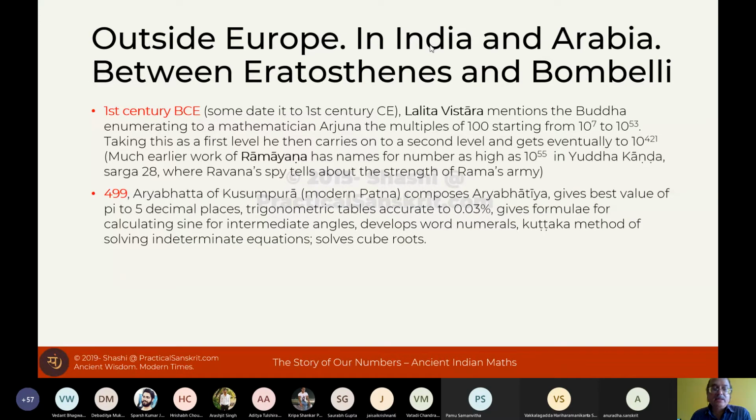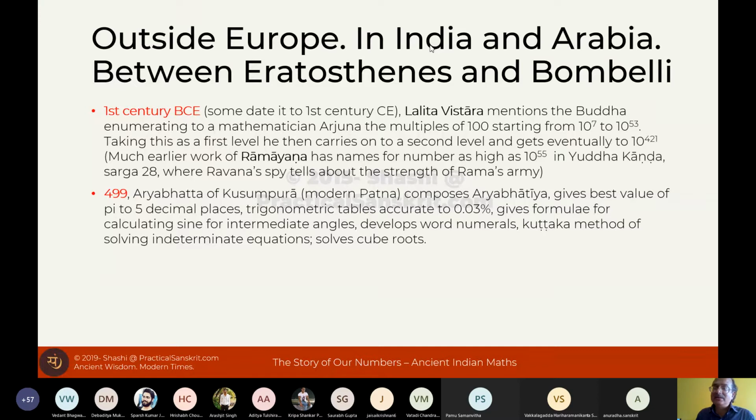In 499, Aryabhatta of Kusumpura, which is Patliputra, today's Patna, composes Aryabhatiya and gives the best values of pi known at that time, to 5 decimal places. A lot of other contributions are very well known, so I'm not including the details here. He gives trigonometric tables accurate to 0.03%, gives a formula for calculating the sine for intermediate angles, and develops the Kuttak method. Katapayadi is the word numerals system, where you use letters to denote numbers.